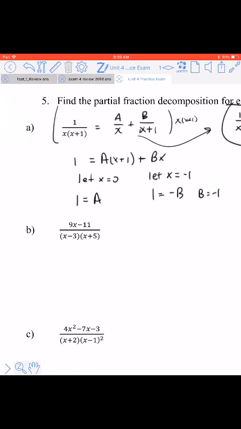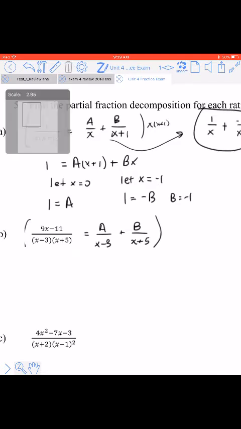Okay, for part B, these are already factored. Again, you may need to consider that the denominator might not be factored, so you're going to have to factor first in the denominator. Since there's two factors, none of them repeat, there's only going to be two partial fractions. And so we'll do a over x minus 3 and b over x plus 5, pretty much the exact same thing as part A.